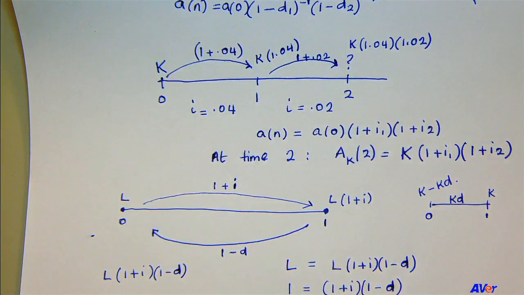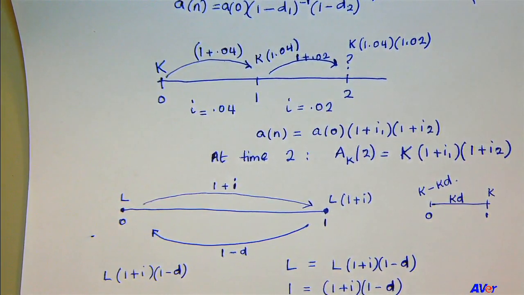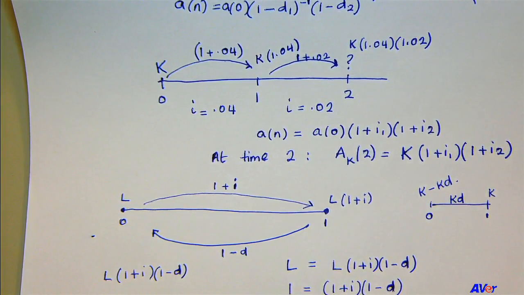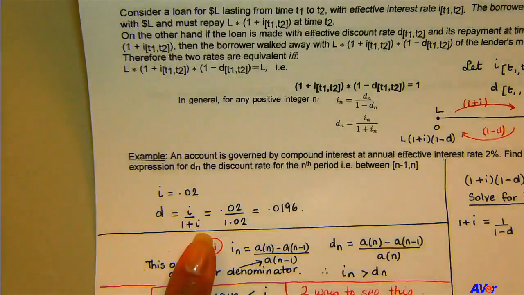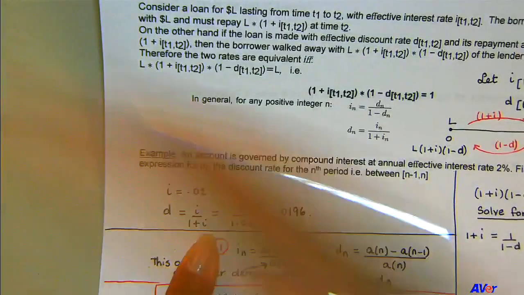So last time we had derived from this equation that D is equal to I over 1 plus I, and that I is equal to D over 1 minus D. So every I has an equivalent D, and every D has an equivalent I. You follow me? And then we had this question last time that said something about 2%. Look over here. We did this last class.